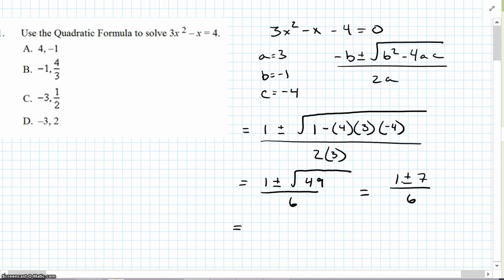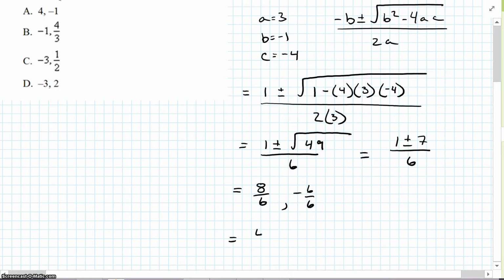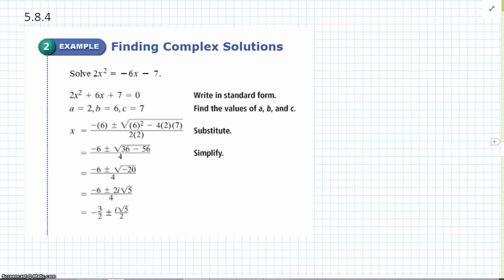So 1 plus 7 is 8. So one answer is 8 over 6. The other answer is 1 minus 7, which is negative 6. So it'd be negative 6 over 6. So those answers become, we can simplify that to 4 over 3 and negative 1. And again, the order does not matter. Okay, next example.